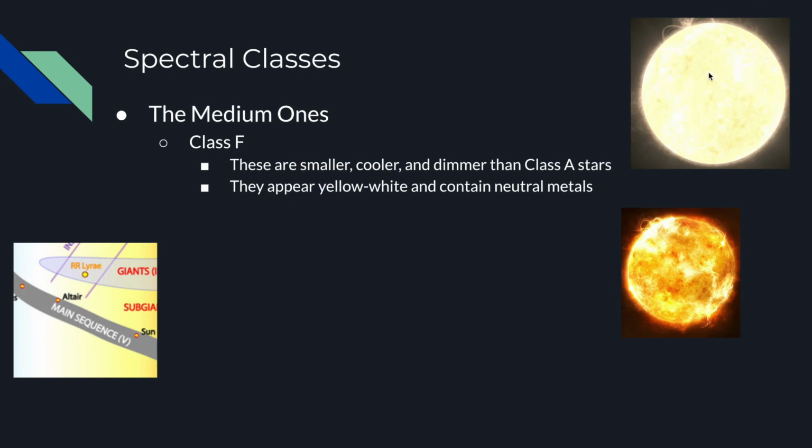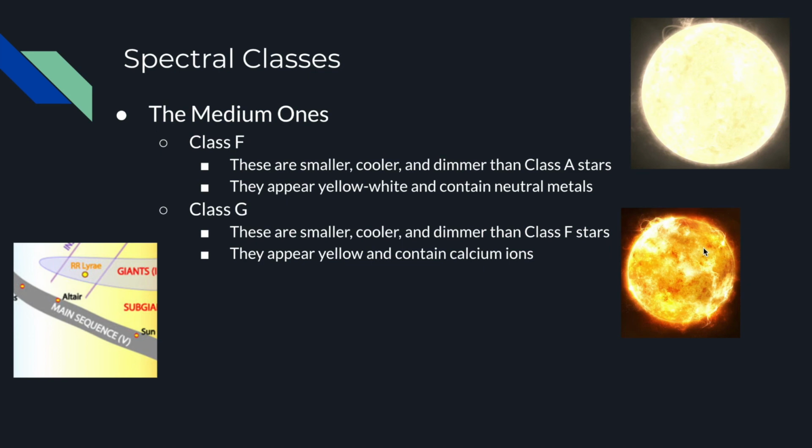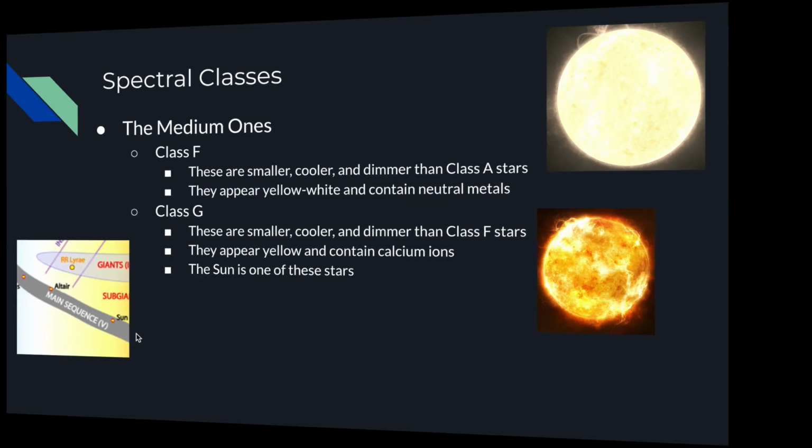So in a Class F star, you might find unionized iron, whereas in a Class A star, you would probably find like iron 2+. And then you have Class G stars. These are again smaller, cooler, and dimmer than Class F stars. They're this yellowish color, and they contain a lot of calcium ions. The Sun is one of these stars. It's right down here towards the end of this.